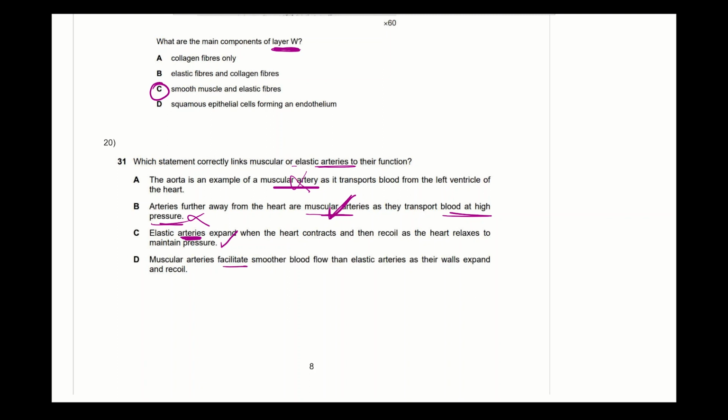D. Muscular arteries facilitate smoother blood flow than elastic arteries as their walls expand and recoil. Now, be careful with the wording here. Elastic arteries are what expand and recoil. Muscular arteries contract and relax. Therefore, this is incorrect, and the answer is going to be C.